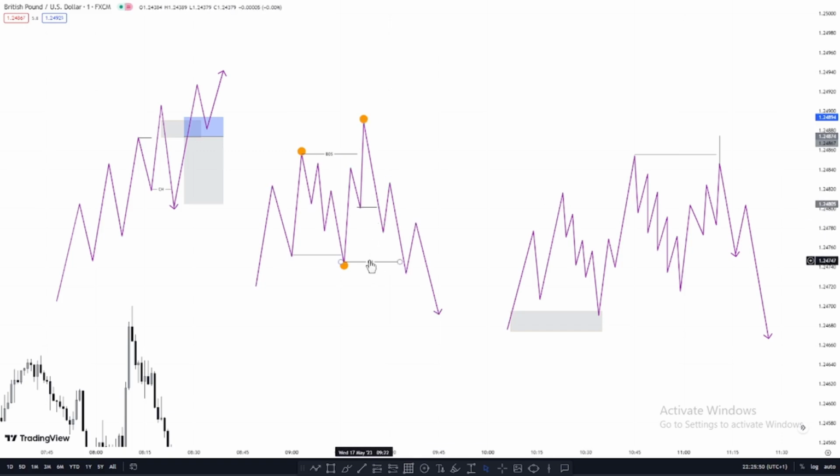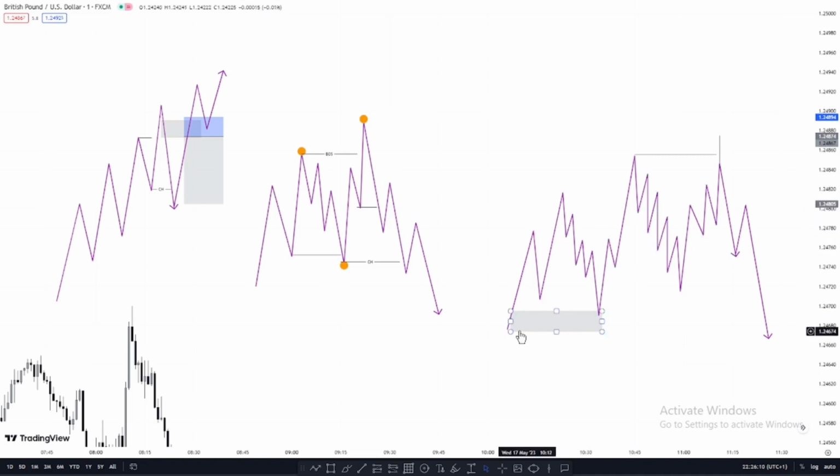This is your valid change of character. Your last higher low before this higher high is your change of character. All right? In this structure here, that's the first way to identify change of character. Now, the second way is with this diagram. The second and the third way I will show you in this diagram.